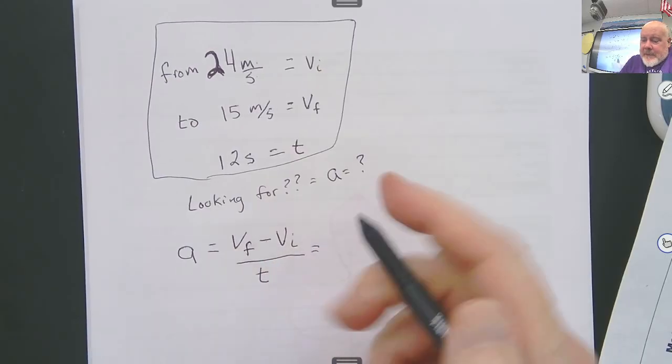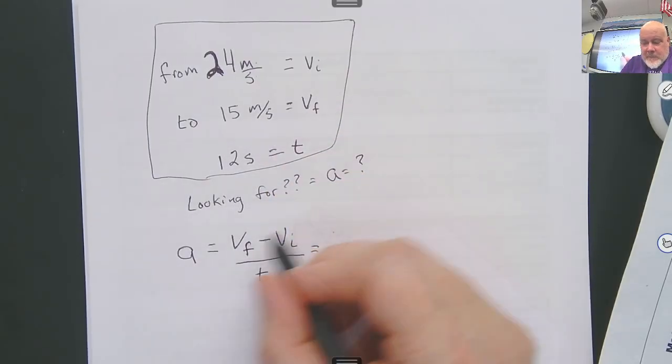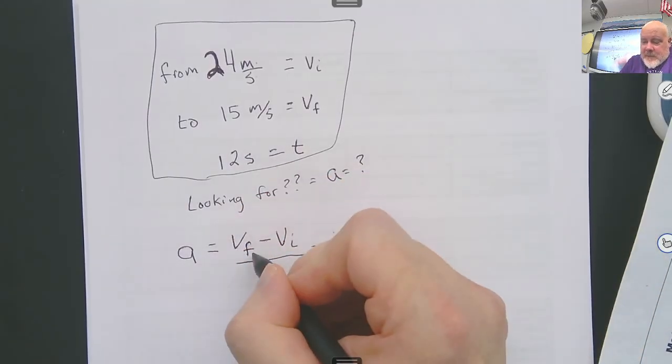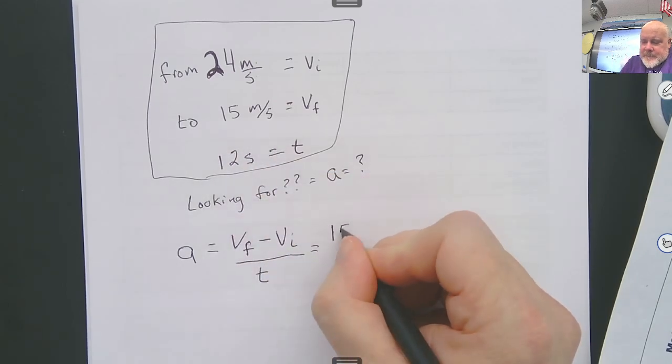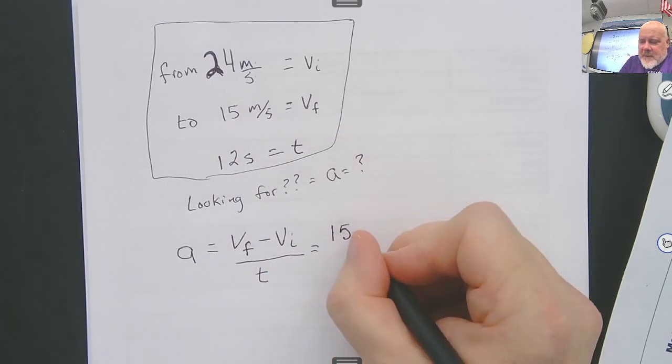All right, so velocity final, well, that was 15. So now we've got the formula. Now it's plug and chug time. We just got to put things in the right place though. So 15, all right, 15 is going to be 15 meters per second.